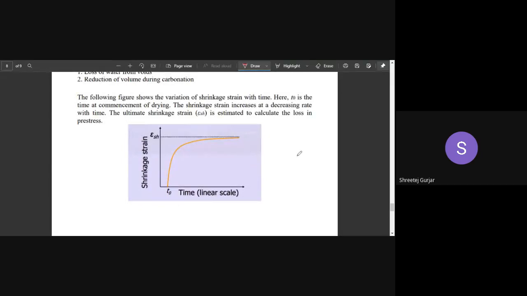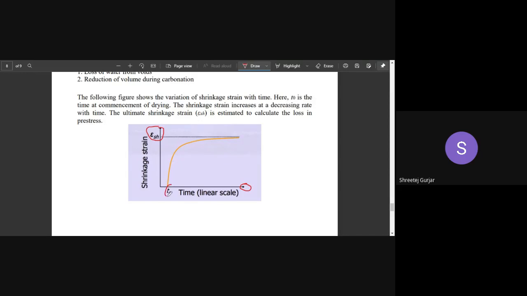So these are the two major reasons why shrinkage in concrete occurs: because of the loss of moisture from your concrete, which is nothing but drying of your concrete, and the second reason is reduction of volume during carbonation. The following figure shows the variation of shrinkage strain with time. This axis is your shrinkage strain, and this is your time axis, which is a linear scale. Here T naught is the time at commencement of drying.